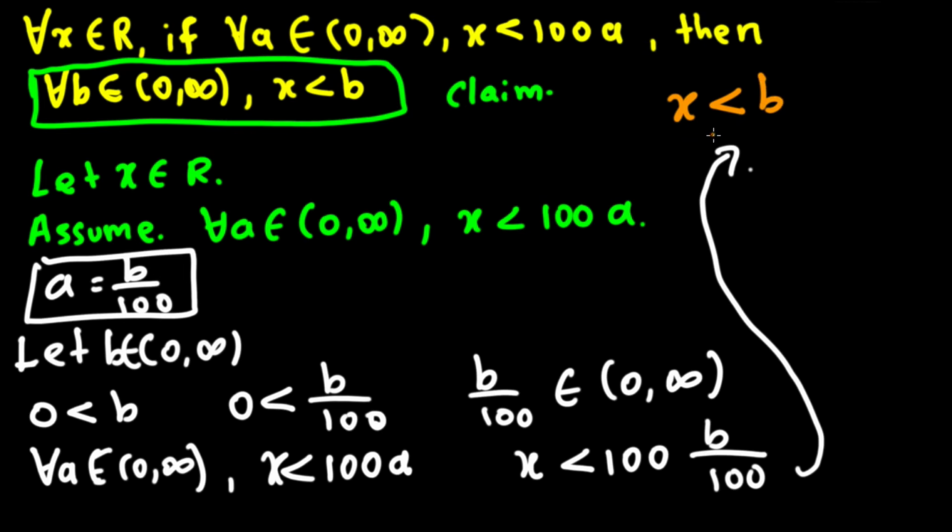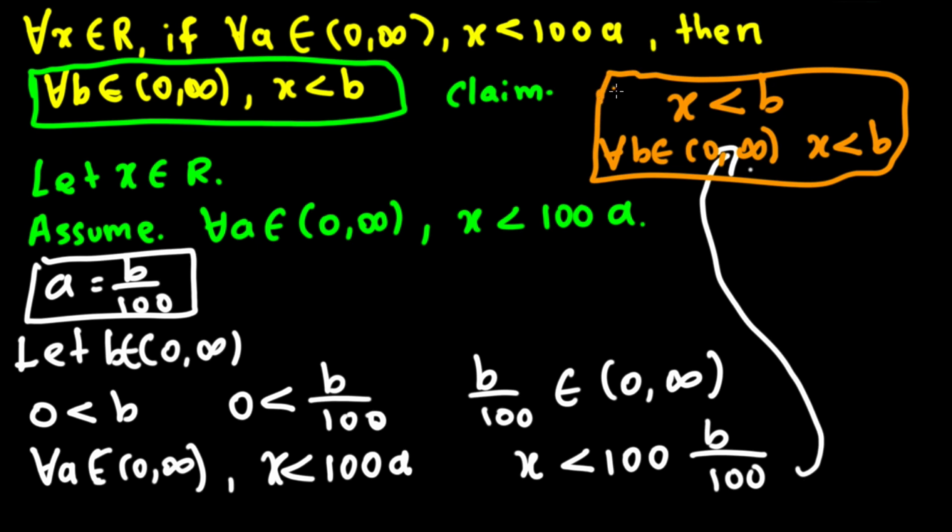Okay, so from this one we can state that for all b belongs to 0 to infinity, x is less than b. That's what we want to prove. We want to prove that for all b belongs to 0 to infinity, x is less than b. We prove that one right here, and that's how we do that.